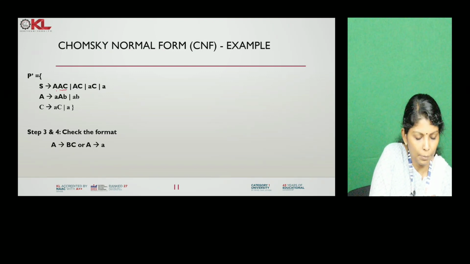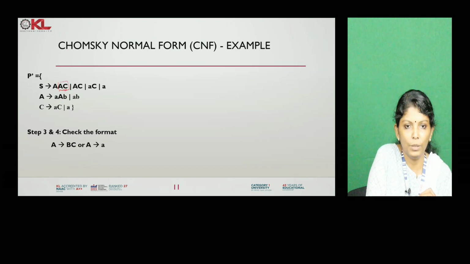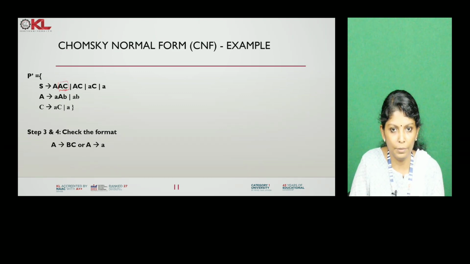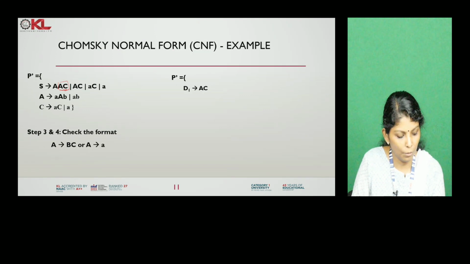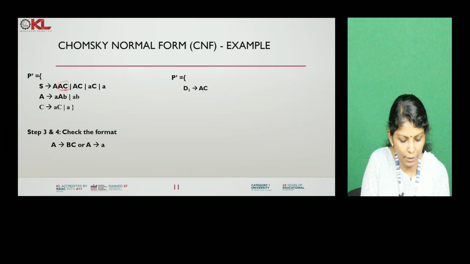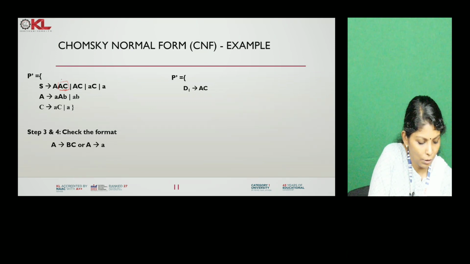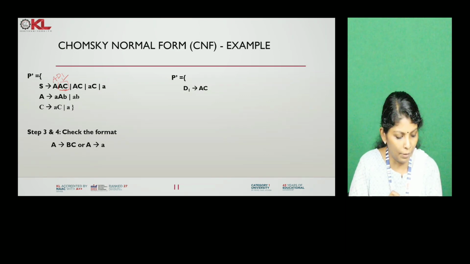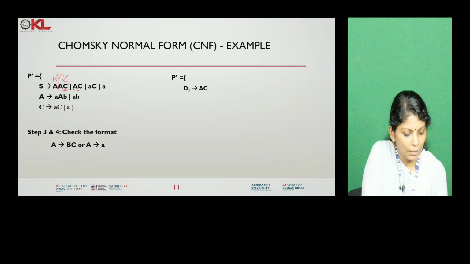There are three variables here. So we have to take out these two and assign them to a new variable and save it as a new production. Okay, so I assign D1 gives AC. Okay, so this one is removed, and so I can rewrite this as A D1. Then in the second one there are two variables, no issue.